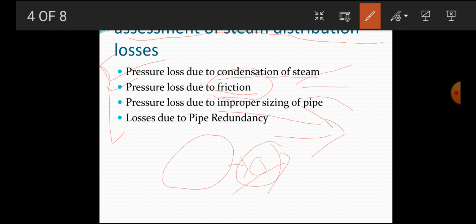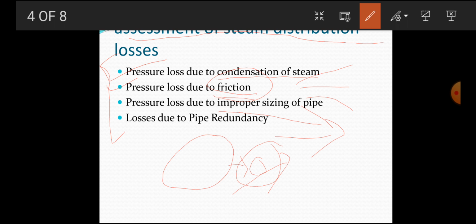So what allowance are we making? That factor will be considered while designing the steam distribution system. That we call head loss, HF.